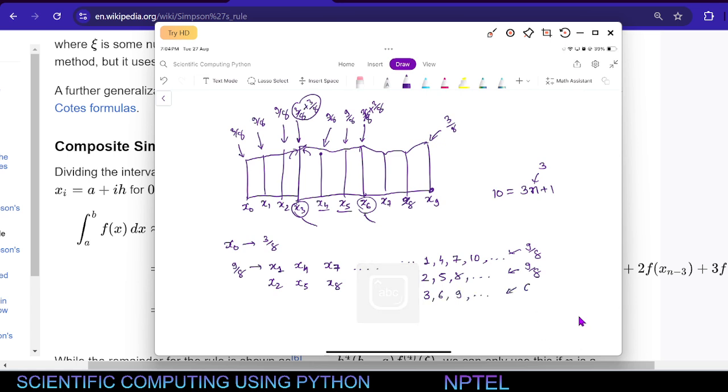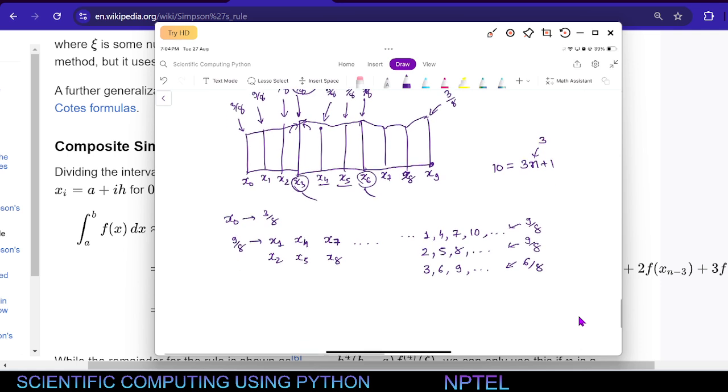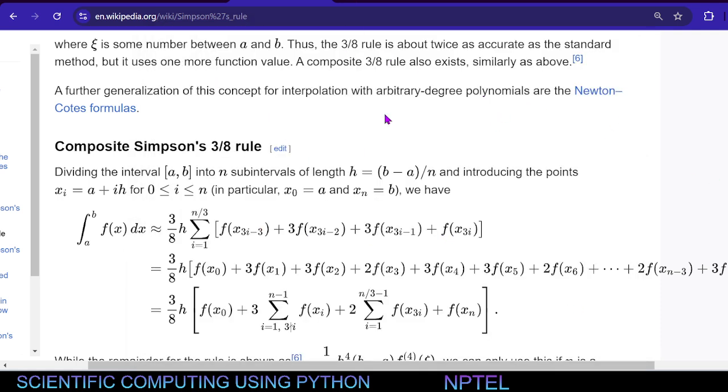They will get 6 by 8. And the 0 and n, those two will get 3 by 8. Okay, so that's the idea. And we know we want to write this, right?